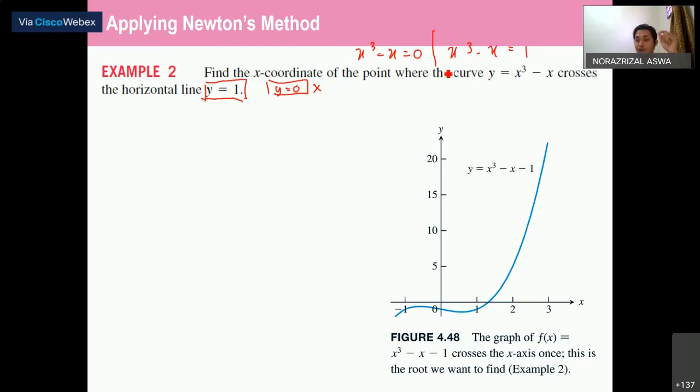Before you perform the iteration, you need to know this fact. The first thing that you have, in this case, the right hand side must be 0. So I'm going to write here. So this is our function. Be careful.